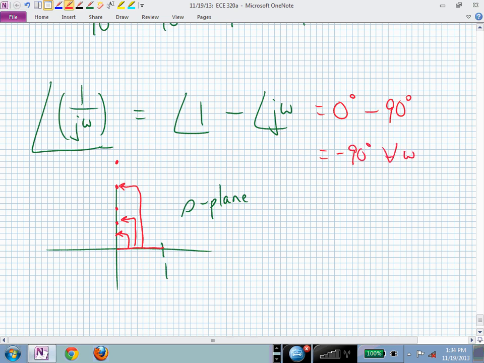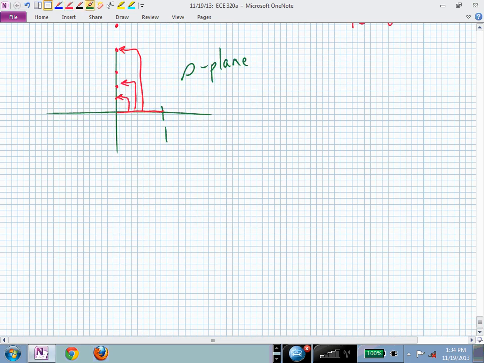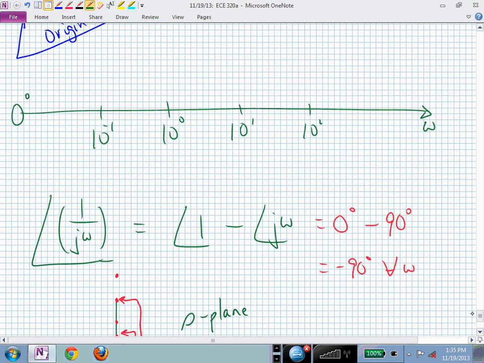This is an easy thing to sketch. It's flat at minus 90 degrees for all omega. Did I draw my, oh, I did. So now I have this. That's my phase plot for my single pole at the origin. Questions on that?